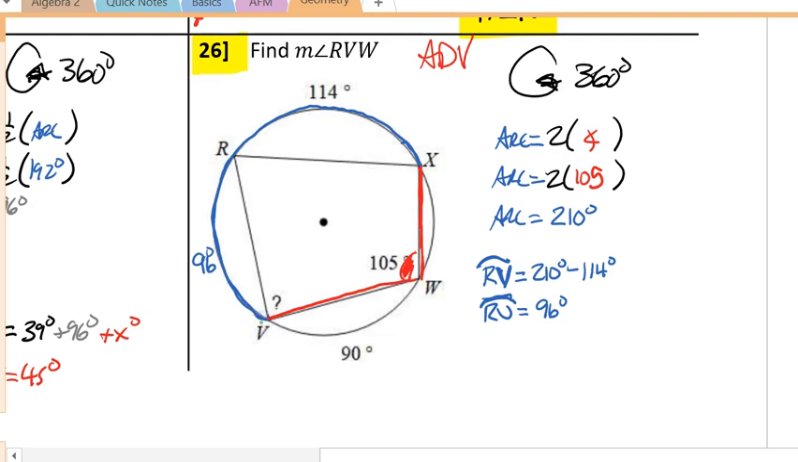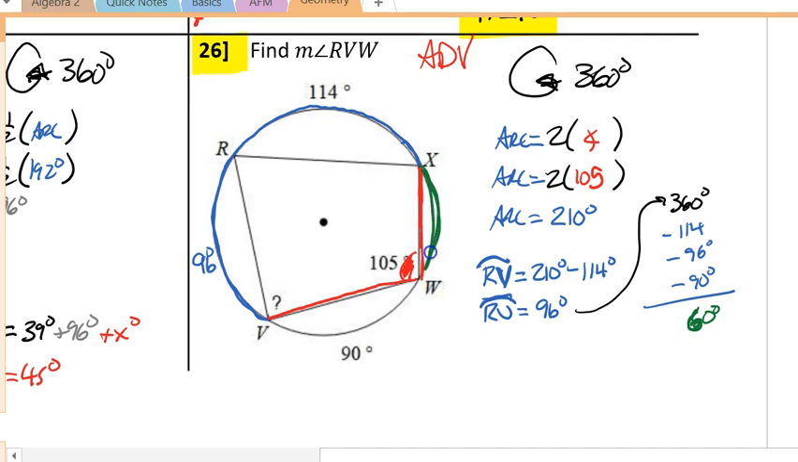Well, why is that helpful? We know that there are 360 degrees in a circle. So if I do 360 degrees and I subtract off every other arc measure, that gives me a total of 60 degrees, which is this piece.